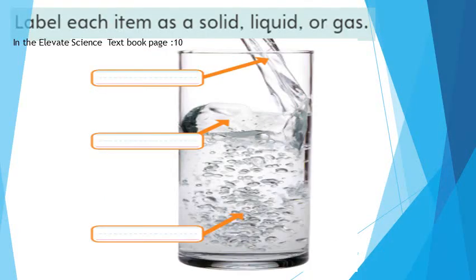In this activity, you will need your science book and your pencil. If you don't have them, please stop the video and bring them. So we're going to label each item as a solid, liquid, or gas. We have a glass of water, there is ice cube, and there is bubbles, air. So I think like all of you will be able to know the correct answer. Think a little bit and then write down the correct answer.